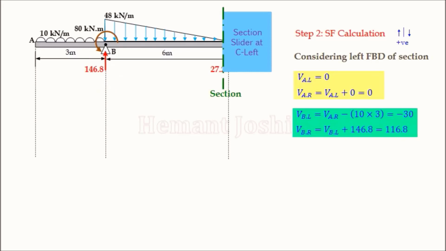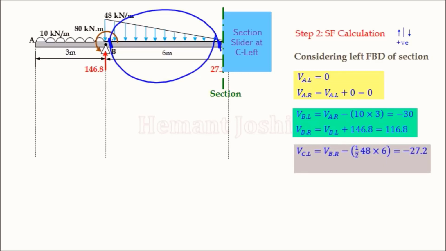And the last point is C left. We have the value of B right here. From B right to C left, observe there is a UVL acting downward, so we have to take negative. UVL means uniformly varying load. The area will be 1/2 into intensity into base. So 1/2 into 48 into 6 is the load acting downward, so the sign taken is negative. So the original value is taken here and the newcomer is the UVL. So the final answer is 27.2.